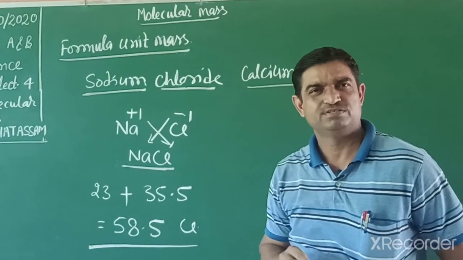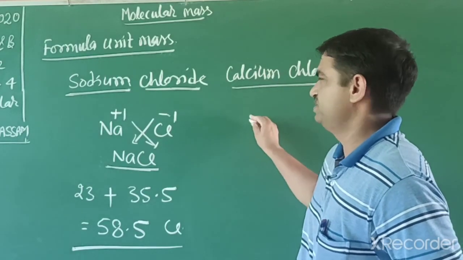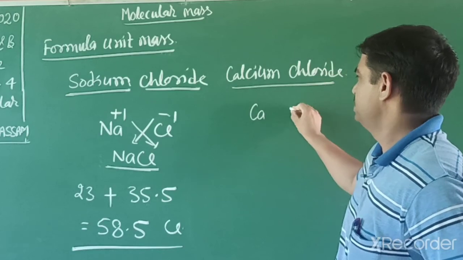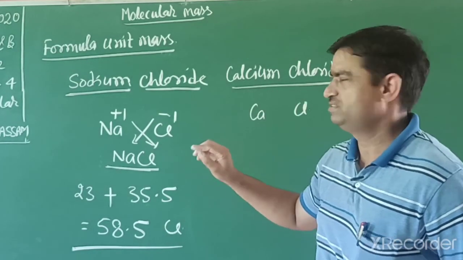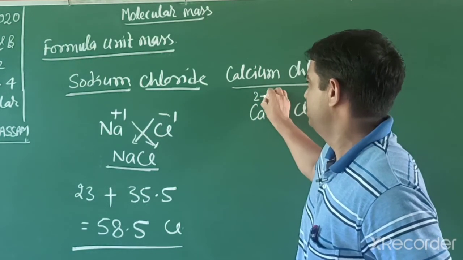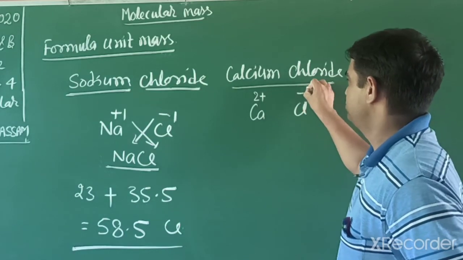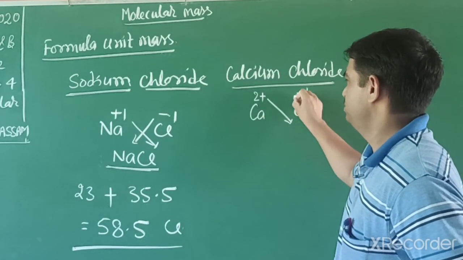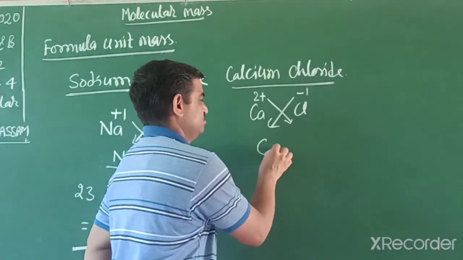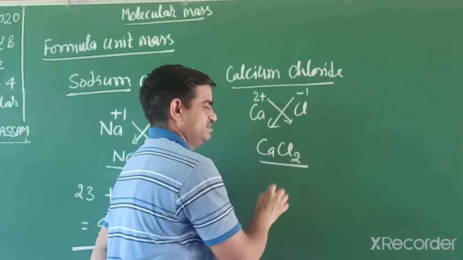So first, students, you know the formula. How can we write it? At first we write its symbol, calcium Ca, chloride Cl. Then we write their charge. The charge, you can write +2 or 2+, you can write it either way: calcium 2+, and chloride -1. Then we cross over their charge. So its formula is Ca1, the 1 is not written, and Cl2: calcium chloride.